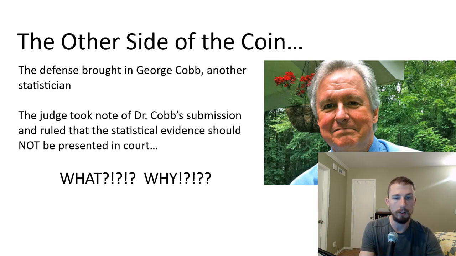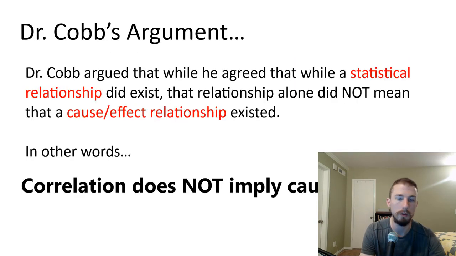So they brought in the defense attorney. The judge took note of Dr. Cobb's submission and ruled that the statistical evidence should not be presented in court. What? Why? How come? Because correlation is not equal to causation.